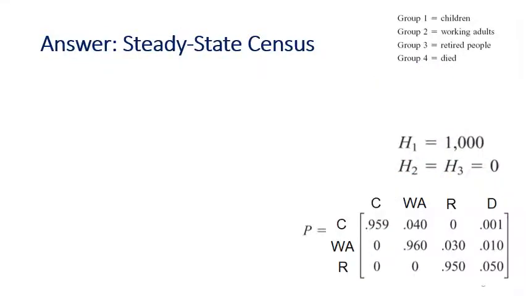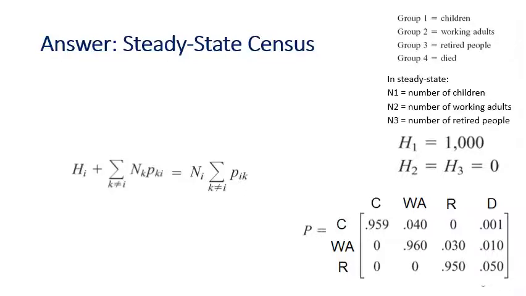Now let's compute the steady state census for each of the groups using this equation, saying that the number of people who enter a group must equal the number of people leaving the group. We denote N1 as the number of children, N2 the number of working adults, and N3 the number of retired people.